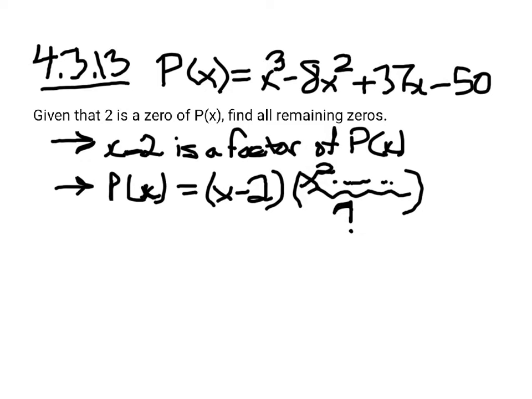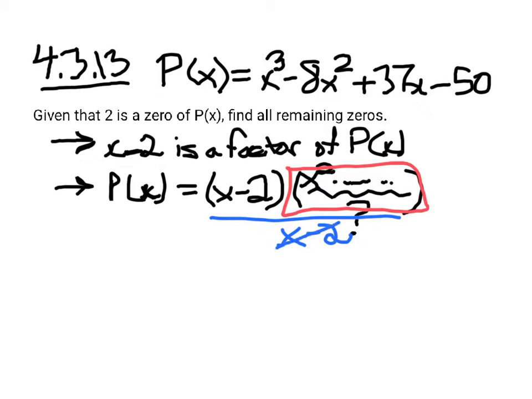This is supposed to be a question mark. Okay, question mark. To find this missing factor, this quadratic factor, I want to isolate it. So I can do that by dividing by x minus 2. That's why when we're given a zero of a polynomial, we go straight to synthetic division. The reason we do that is so we can divide out the corresponding factor and solve for this missing factor here.